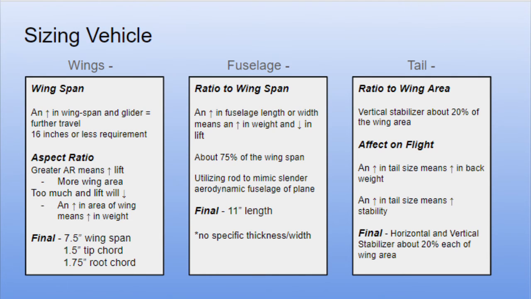For the sizing of my vehicle, it wasn't too complicated of a process. I mostly took into account the wingspan, which I wanted to make less than 16 inches, the aspect ratio, which was going to affect the lift of my glider, the fuselage, which was also going to affect the lift in terms of weight, which I just made about 75% of the wingspan, and the ratio of the tail area to the wing area.